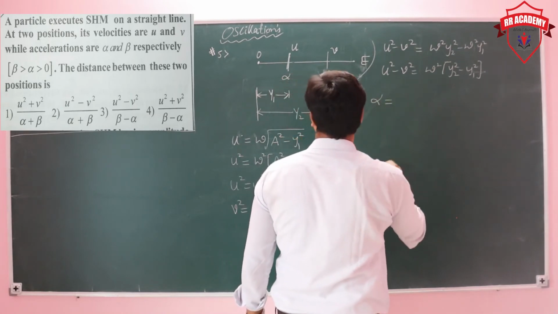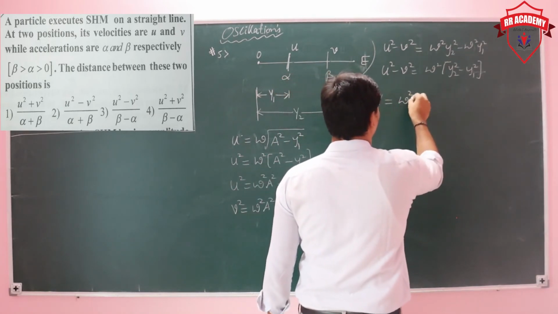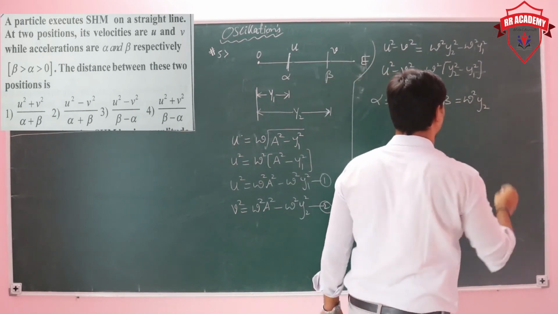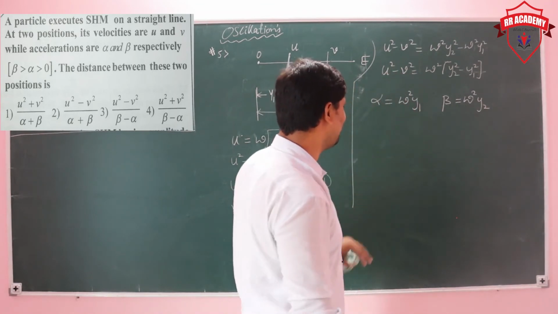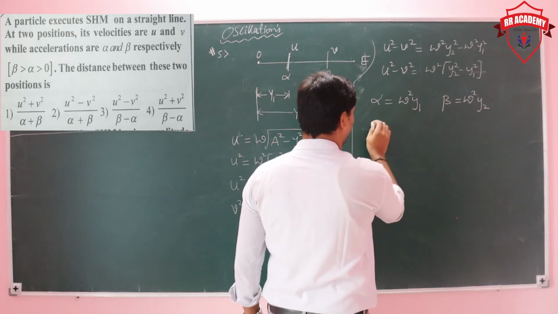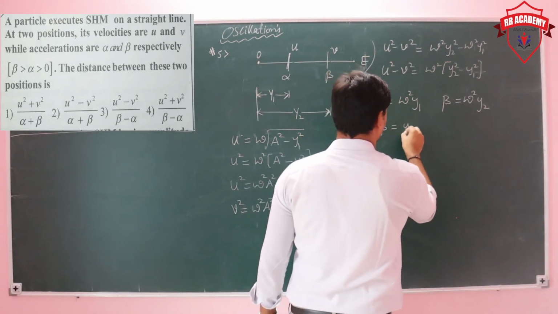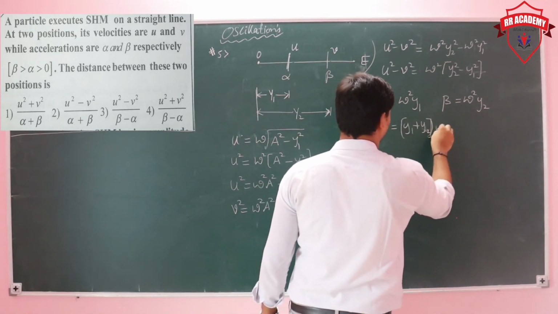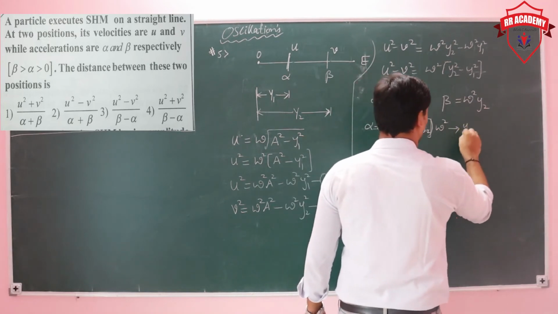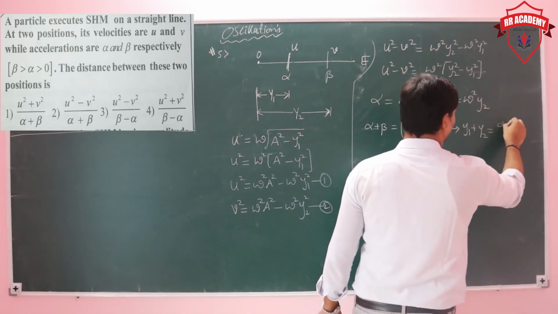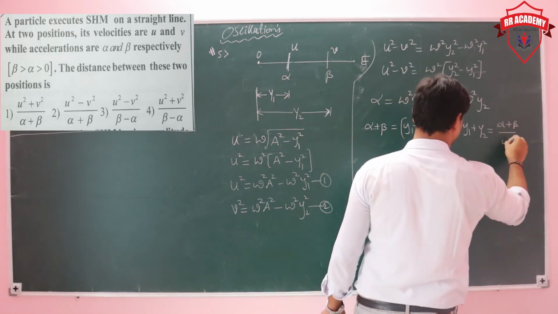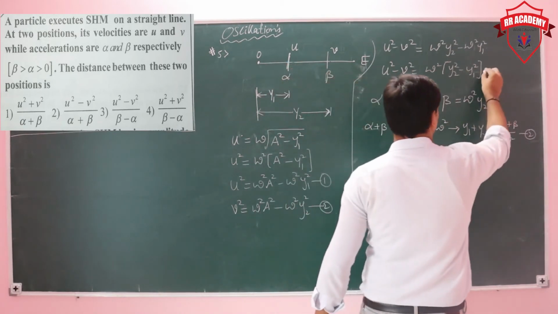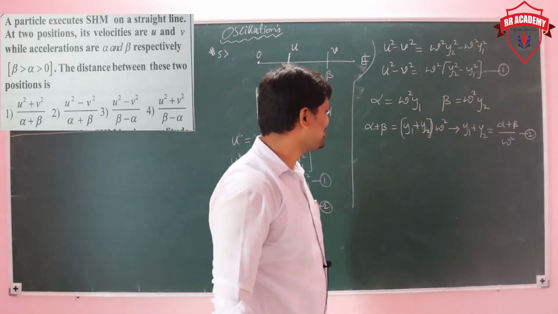Alpha is equal to omega square y1. Beta is equal to omega square y2. Now just add both. Alpha plus beta is equal to y1 plus y2 into omega square. That means y1 plus y2 is equal to alpha plus beta by omega square. Take it as equation 2, because it is 1 from equation 1.